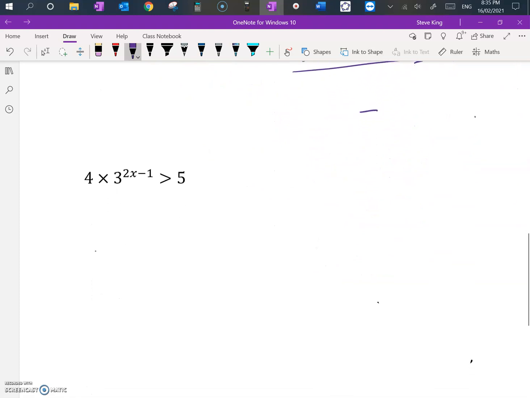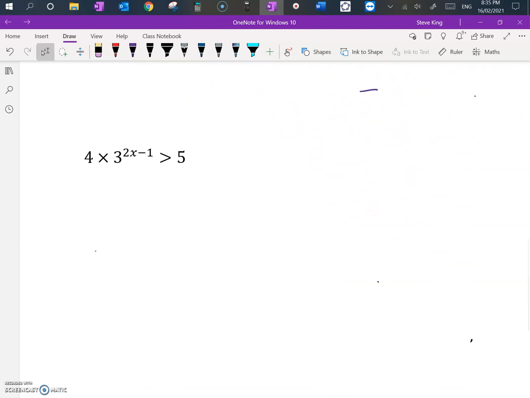If I come to an equation like this, or an inequality like this, rather than play around with this 4 that's sitting over here on the left hand side, I'm going to start off by rearranging that and just get this base 3 to the 2x minus 1 by itself and say that's going to be greater than 5 over 4. I can do that because 4 is a positive number. I can divide and it doesn't change the inequality.